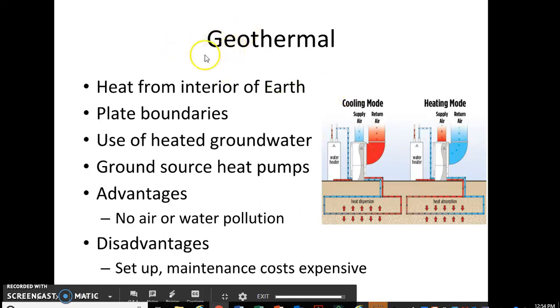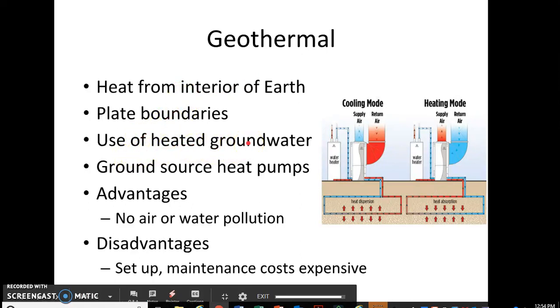If you take a look at this, geothermal means heat from the earth. So geothermal is heat from the core of the earth. So that's what we're focusing on today. Now, most of the time where you're going to find geothermal power on a large scale is at plate boundaries. So Iceland is a leading country in geothermal because they sit right on top of that divergent boundary. So they are right on top of a plate boundary. Now, typically what we'll do is we'll use heated groundwater to make this happen.